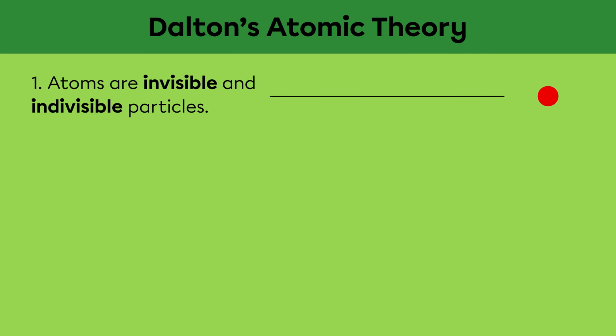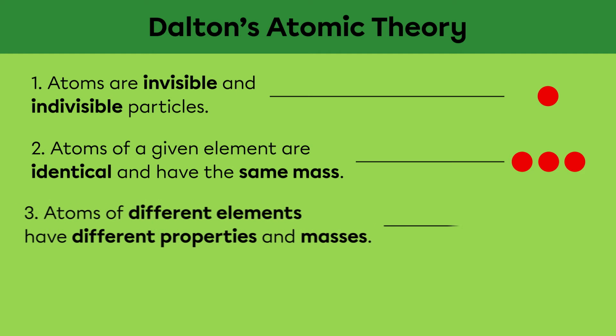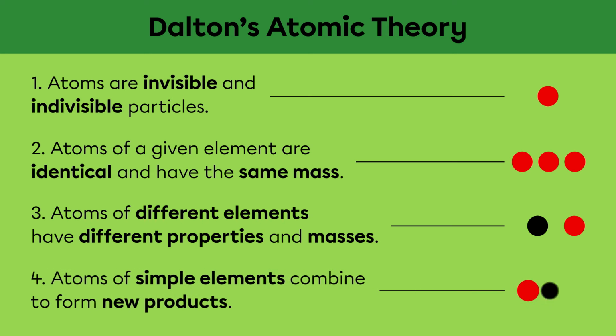Atoms are invisible and indivisible particles. Atoms of a given element are identical and have the same mass. Atoms of different elements have different properties and masses. Atoms of simple elements combine to form new products.